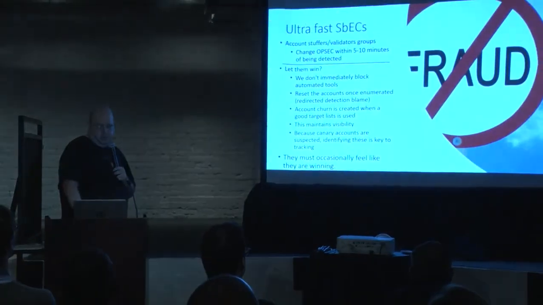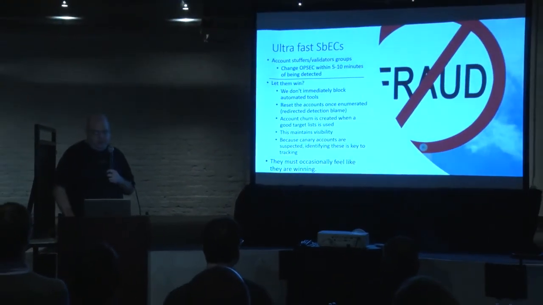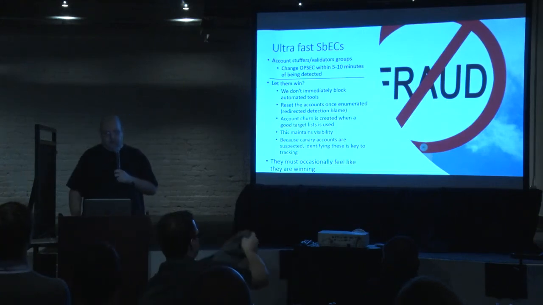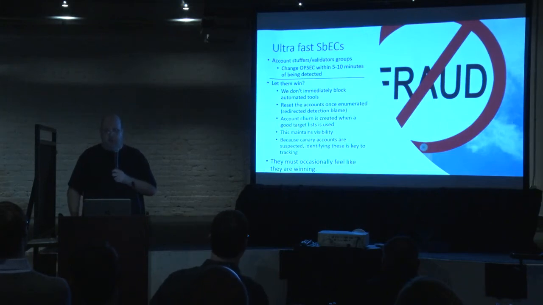And we speak up here about actors and persons and organizations, but we could be dealing with bacteria, the impersonal. So there are edge cases. Ultra-fast SBCs, for example, the account stuffers, the validator groups that try to do fraud. Do we let them win? Do we immediately block? Actually, we don't.